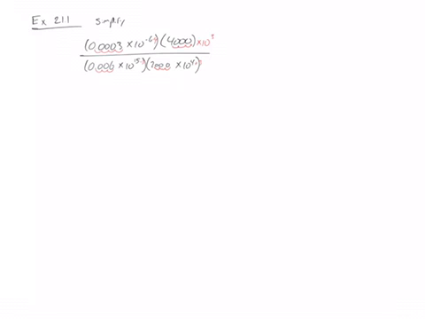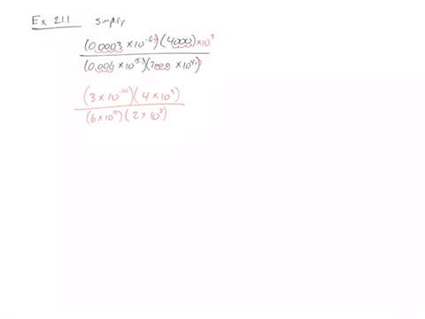So writing this in scientific notation then, it's going to be 3 times 10 to the negative 10 times 4 times 10 cubed, all divided by 6 times 10 to the 12th times 2 times 10 to the 7th.